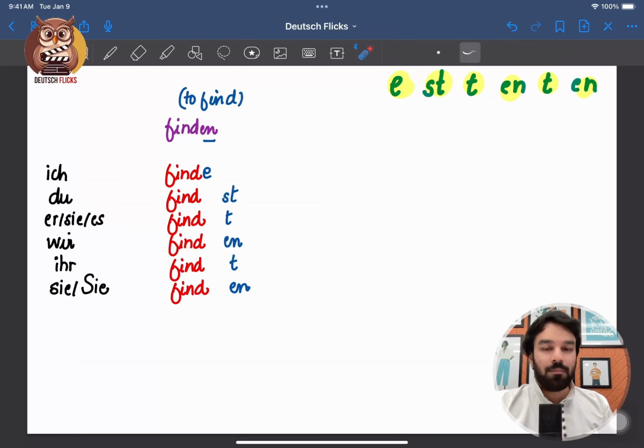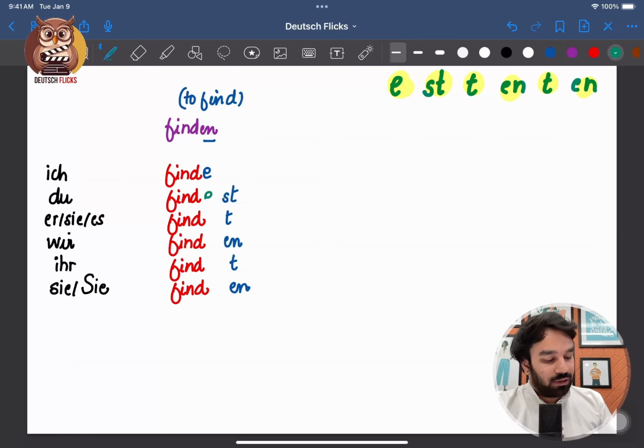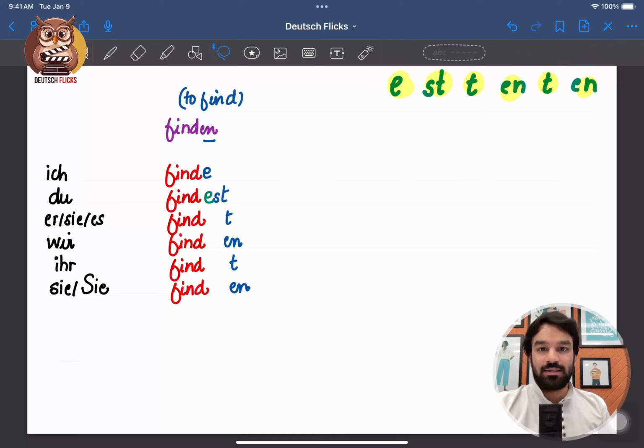Now see what happens is when you try to conjugate with du, the pronunciation is a bit troublesome. So du finst. So you are struggling with the pronunciation here, right? Now what we will do, in order to make the pronunciation easier, is add an extra e in between. So now it will be du findest.